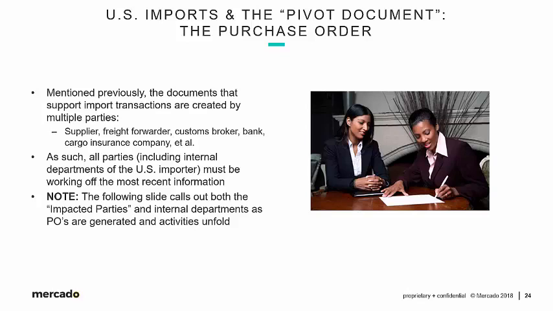A PO can change. It can be canceled. It can be increased. It can be decreased. A whole other new PO can be issued. These are the responses that we see on the buy side of the supply chain to changes in the forecast and actual demand signals. We're tying that concept back in as we have done so often. As a quick note, the following slide, which wraps up this section, calls out both the impacted parties and internal departments as POs are generated and activities unfold. A nice visual portrayal of what we're talking about.